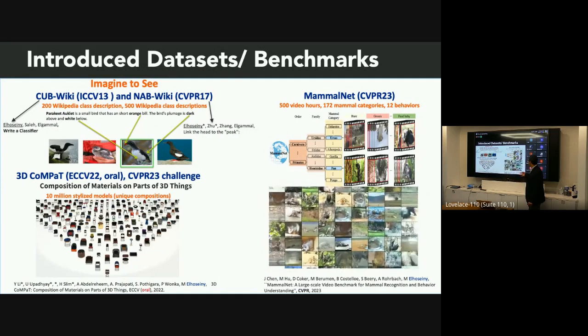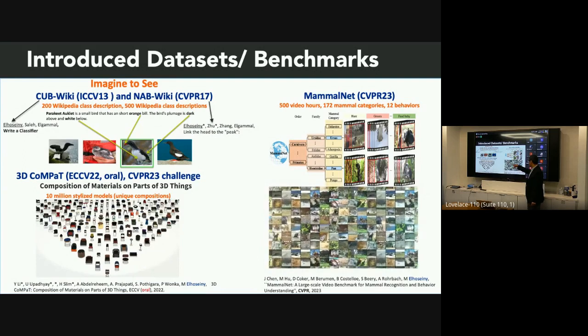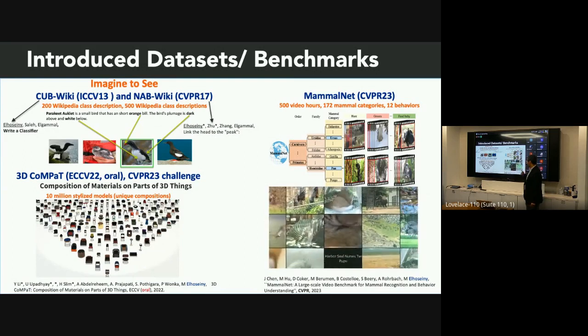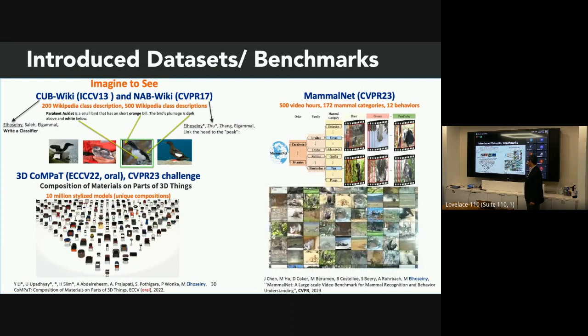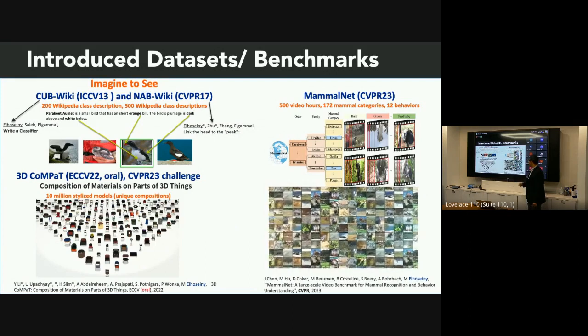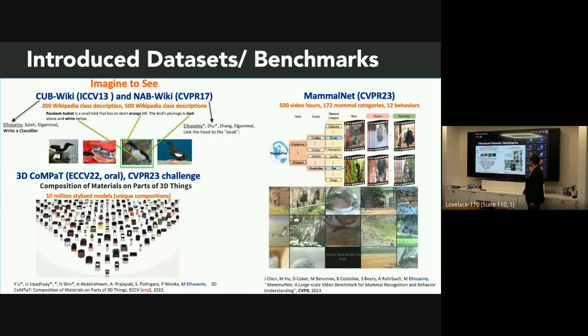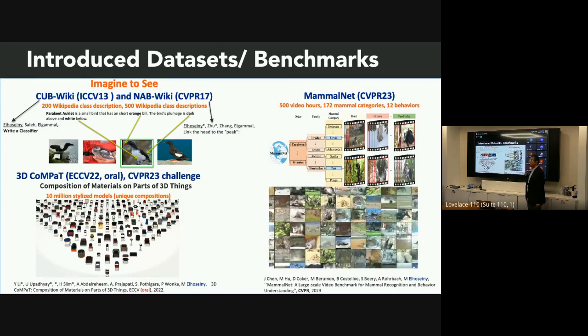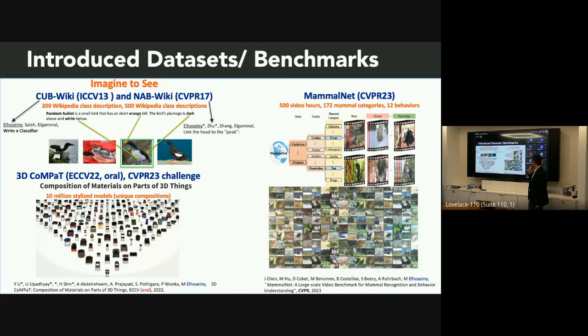Another compositional problem that we have explored was a challenge that we ran at CVPR at the Compositional 3D Vision workshop, and I think a Google engineer won first place.